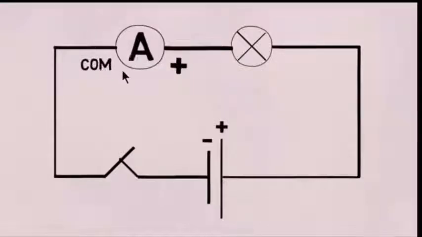We put the COM terminal here because it is the side of the negative pole of the dry cell. And we put the positive terminal here because it's the side of the positive pole of the dry cell.